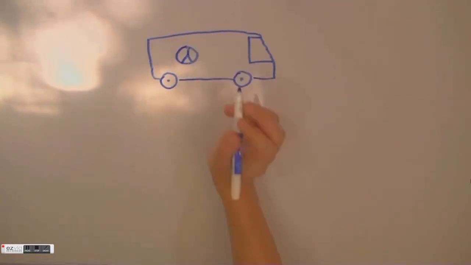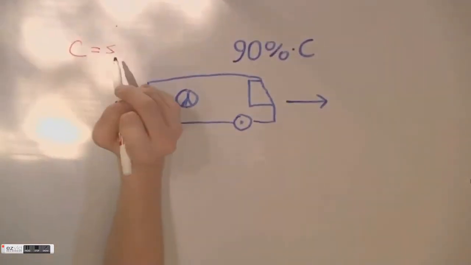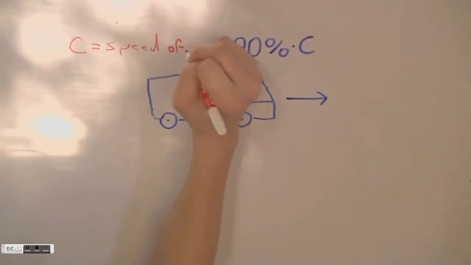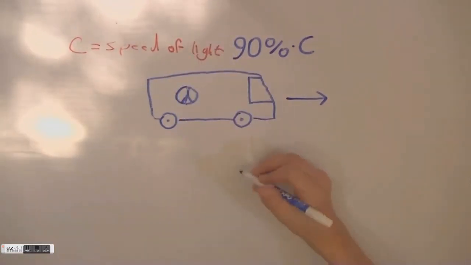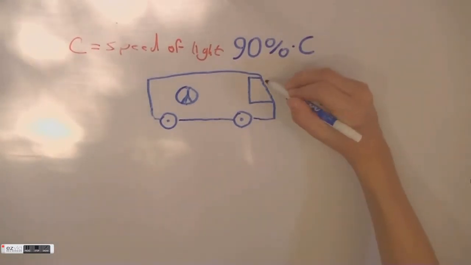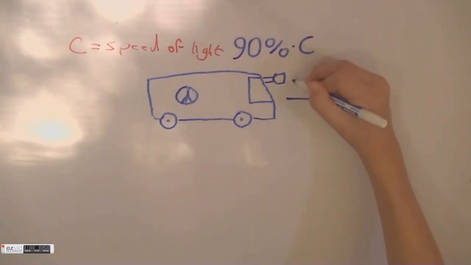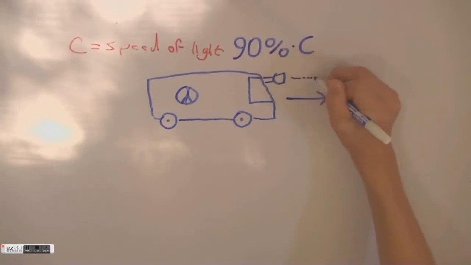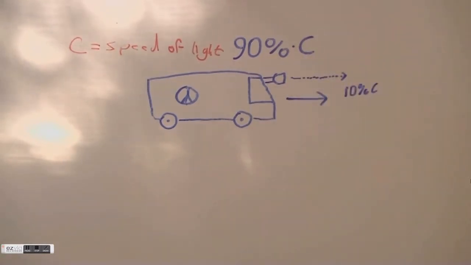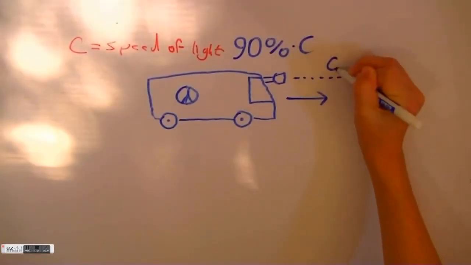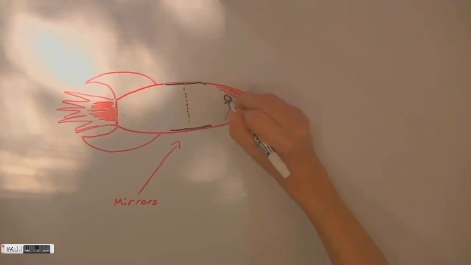So now let's say we have a hippie van moving at 90% of the speed of light, and it has a flashlight attached to it that's shining out a beam of light moving at the speed of light. Now, intuition would say that according to the person driving the van, the beam of light appears to be moving at 10% of the speed of light. However, Einstein says that this is not the case. Einstein says that the speed of light, even according to the driver, is moving at c, the speed of light, to any and all observers.